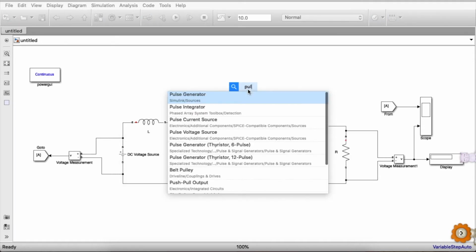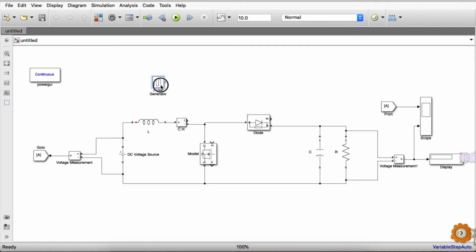We need a pulse generator. This pulse generator is one of the most important parts here because, as we know, a DC-DC power converter works on the principle of PWM, that is pulse width modulation, and we can generate the number of pulses depending on our requirements with the help of this pulse generator. So connect this pulse generator with the MOSFET here. Now, everything is done as shown in the schematic. Components are placed and well connected.